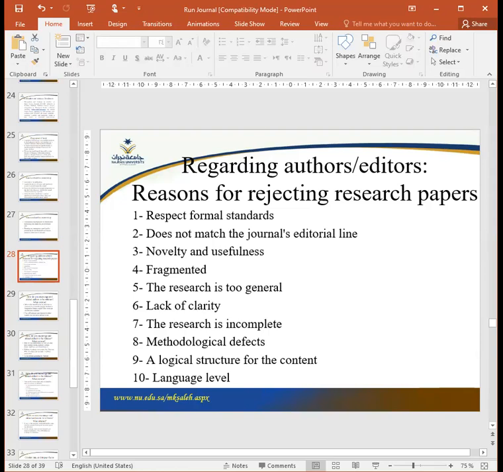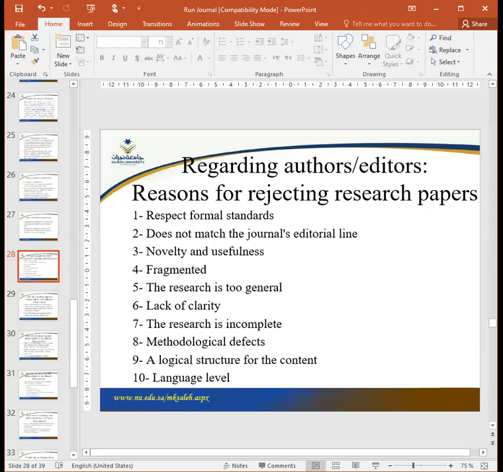Number 4, the research paper is part of a scientific study that has been fragmented with the aim of obtaining the largest possible number of research papers. Number 5, the research is too general. Number 6, lack of clarity of the research problem and its hypothesis.